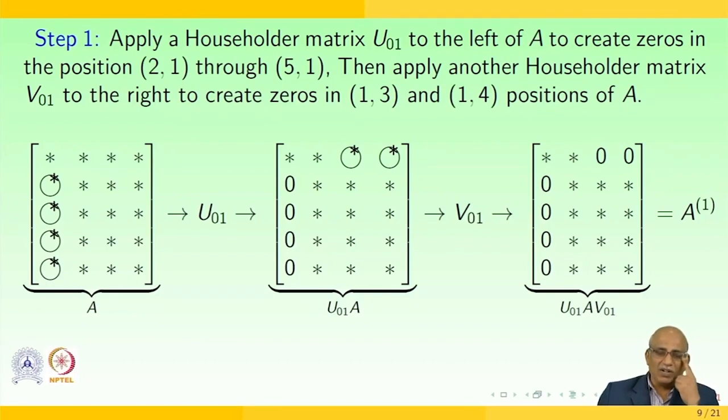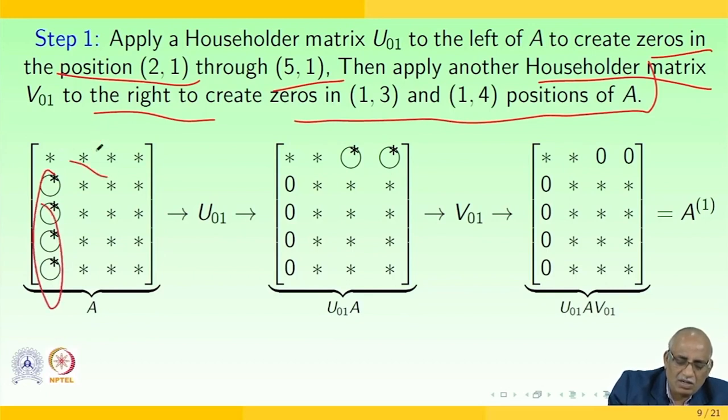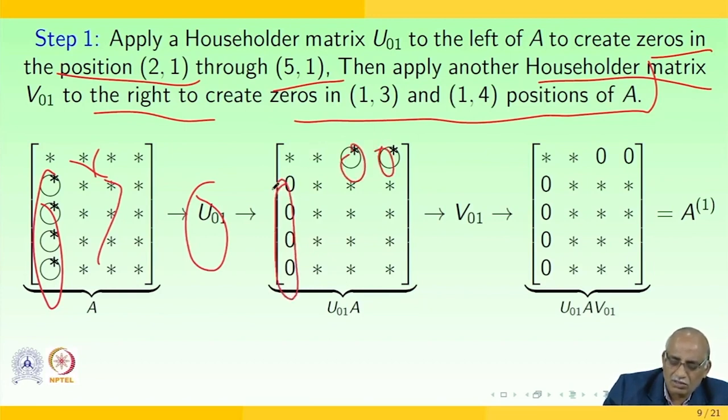So in step 1, what we do is apply a Householder matrix U01 to the left of A to create zeros in positions 2,1 through 5,1. Then apply another Householder matrix V01 to the right to create zeros in one more position, and go on. So that means you will have zeros for these entries. All are non-zeros; when you apply U01, these things will remain as they are, and all these become 0. That is what is called A1.